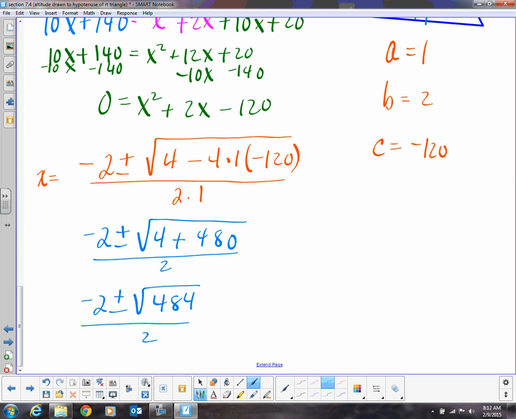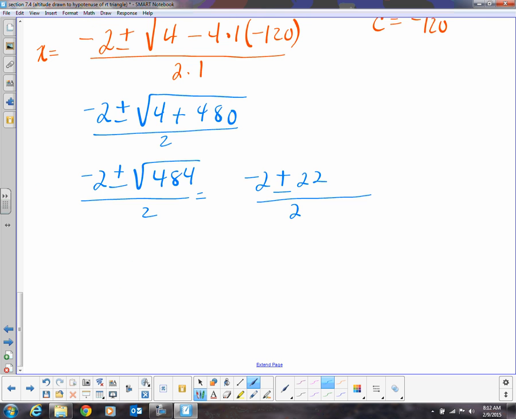What is the square root of 484? It's got to be pretty. 22? It had to be pretty because I factored it last period. So we got negative 2 plus 22 over 2. You've got negative 2 minus 22 over 2. This gives me 20 over 2, which is 10. This is negative 24 over 2, which is negative 12.